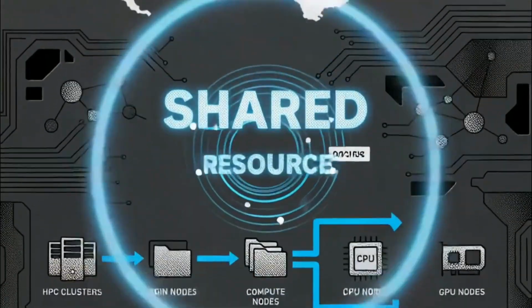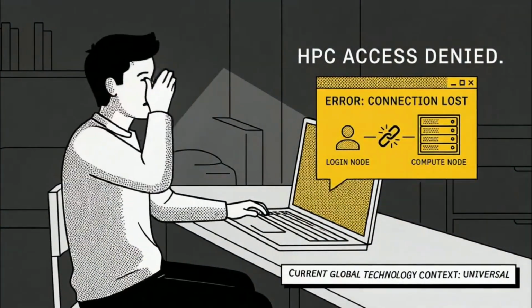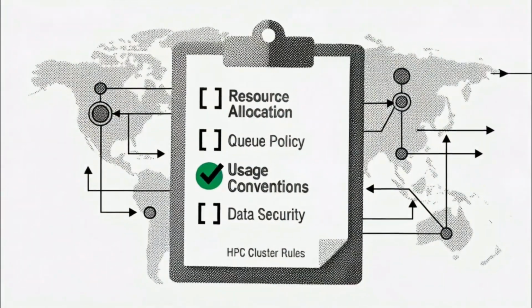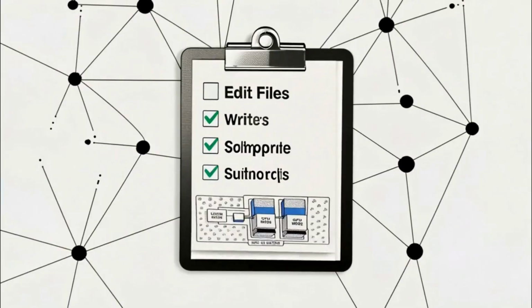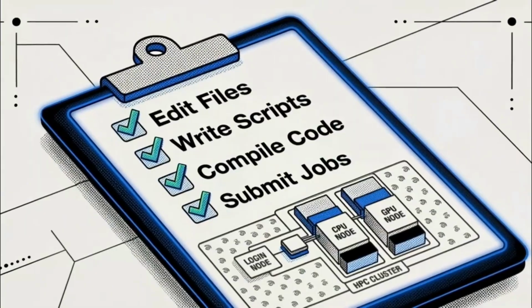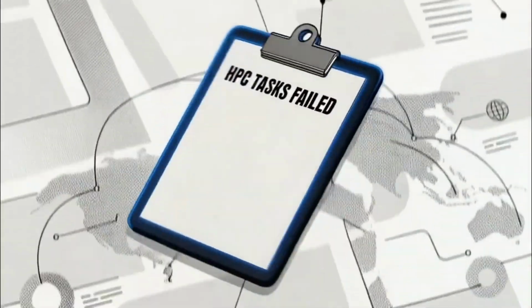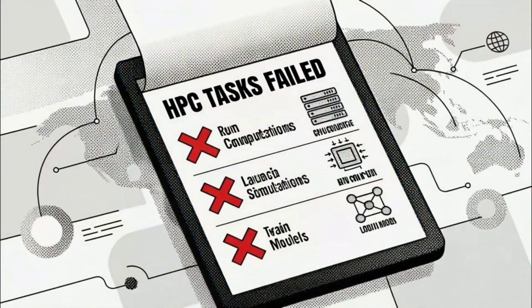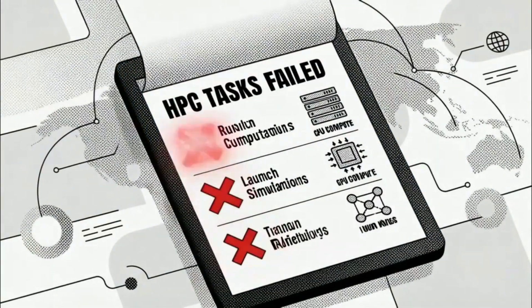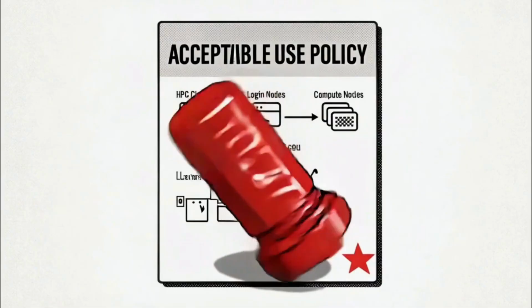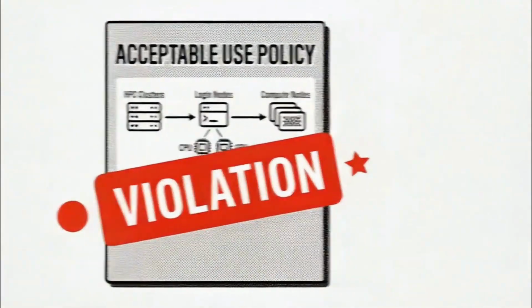That is the single most important fact about login nodes. And it is the fact most beginners forget within their first hour. Because the login node is shared, it operates under strict usage conventions. Editing files, writing job scripts, compiling source code, and submitting jobs through the scheduler are all appropriate activities on a login node. Running actual computations, launching simulations, training models, or executing any process that consumes significant CPU time or memory is a violation of cluster etiquette and, in most institutions, a violation of the acceptable use policy.